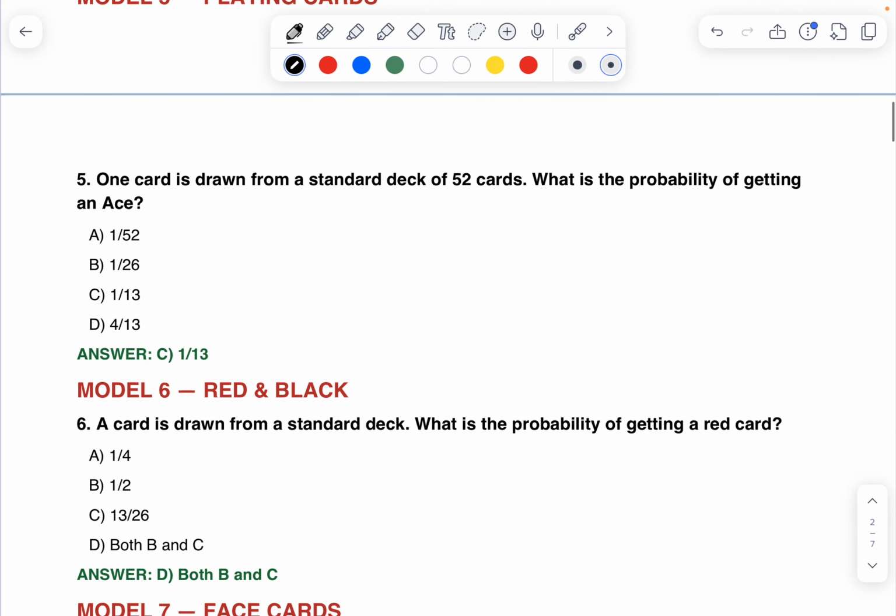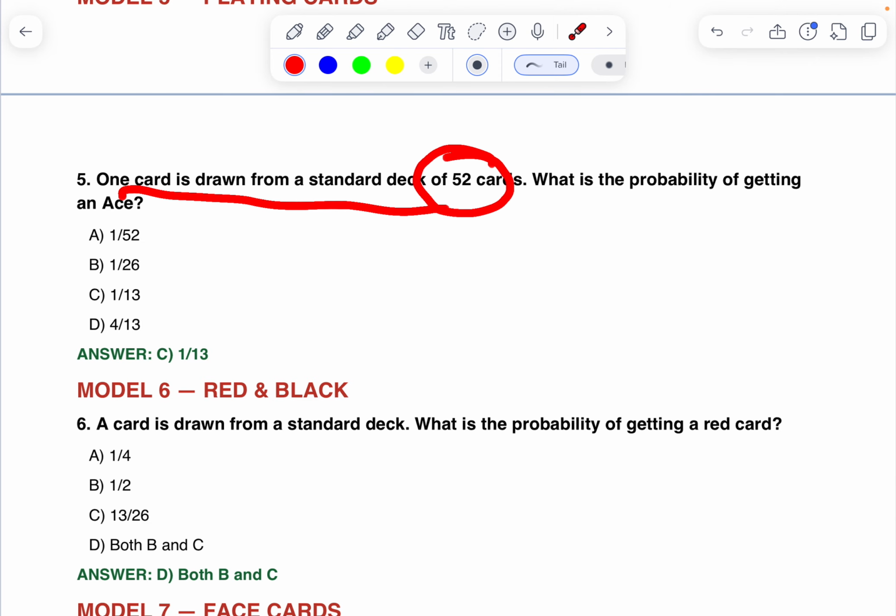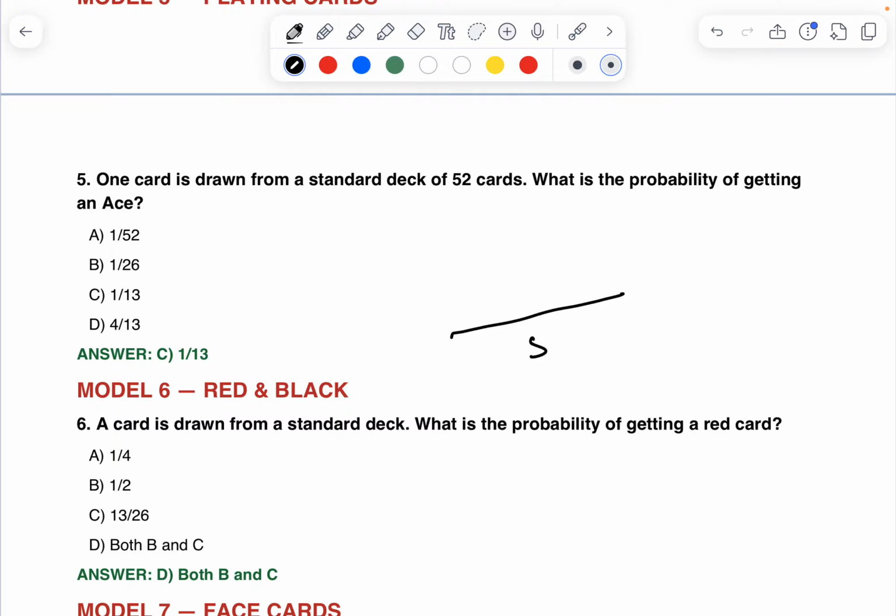Next question, playing cards. One card is drawn from a deck of 52 cards. What is the probability of getting ace? Total how many cards? 52. How many aces? 4. Therefore, 4 by 52. 1 by 13 is the answer.